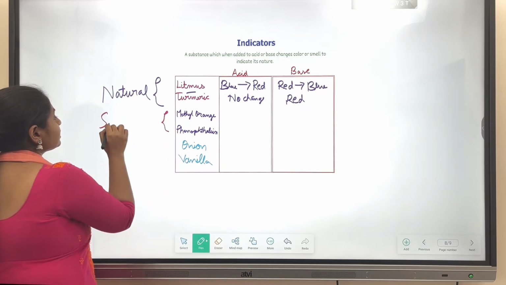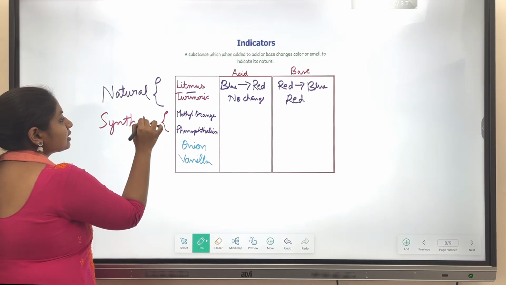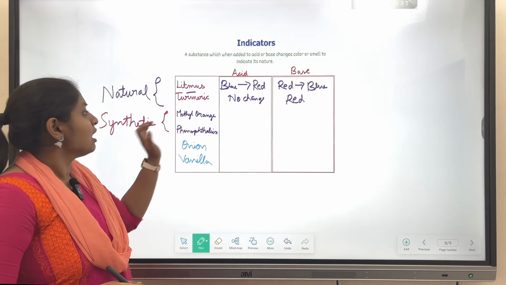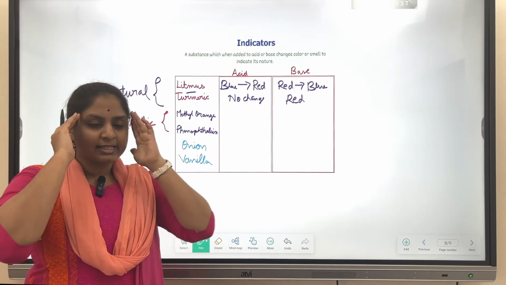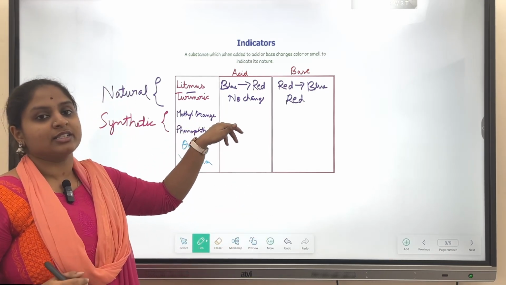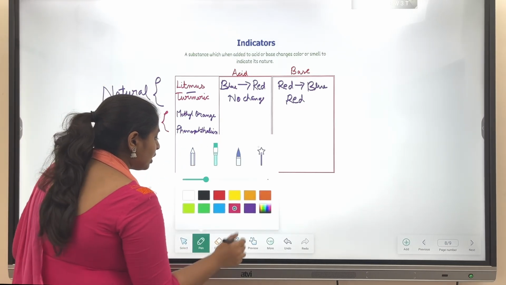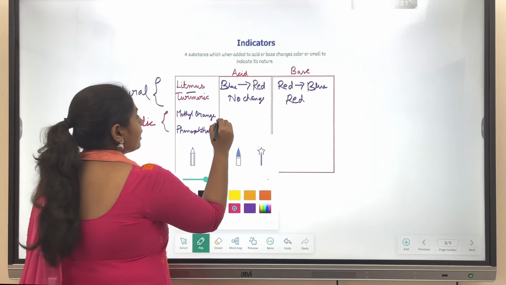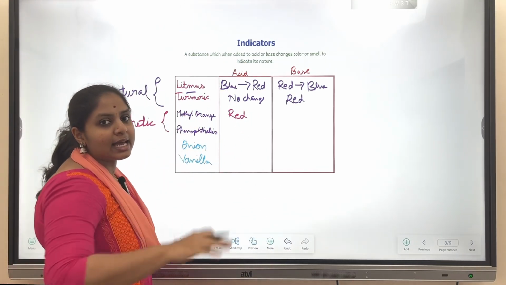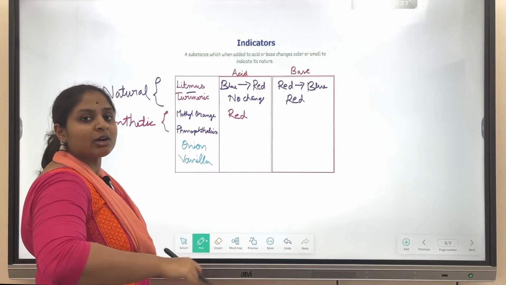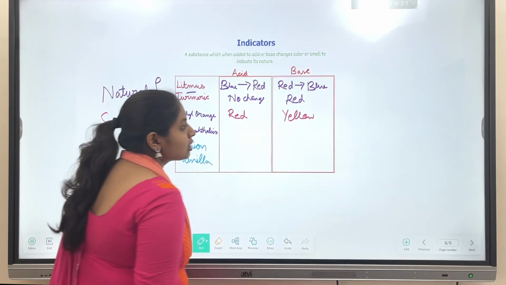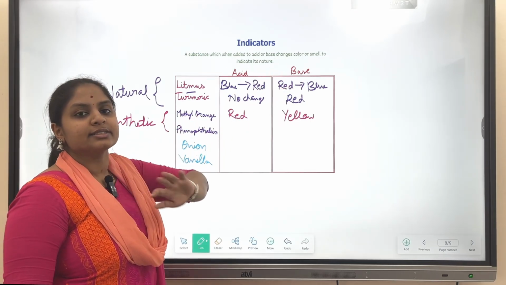Now we'll take synthetic indicators. The second type of indicators is synthetic indicators. Synthetic indicators are man-made or artificial indicators. The first example is methyl orange. A methyl orange solution is orange in color. But the same methyl orange solution, when added to an acid, will give you red color. So orange became red, and we can conclude that an acid is present. But if the same methyl orange is added to a base, we will get yellow color. So if we get yellow color, we can conclude that it is a basic solution.